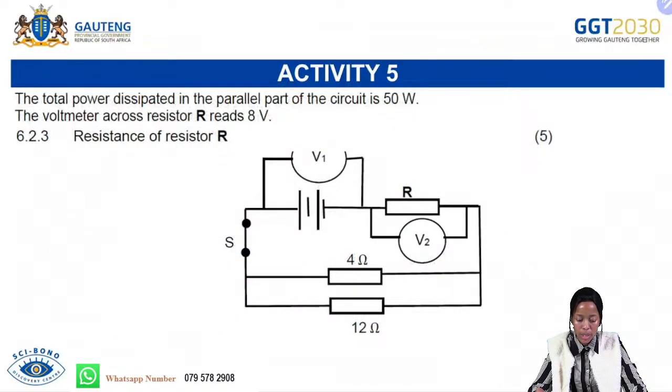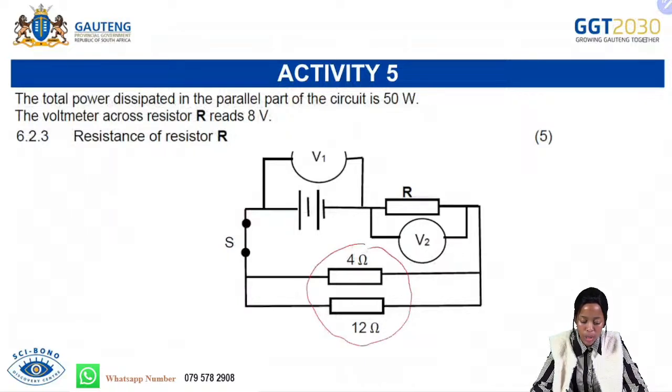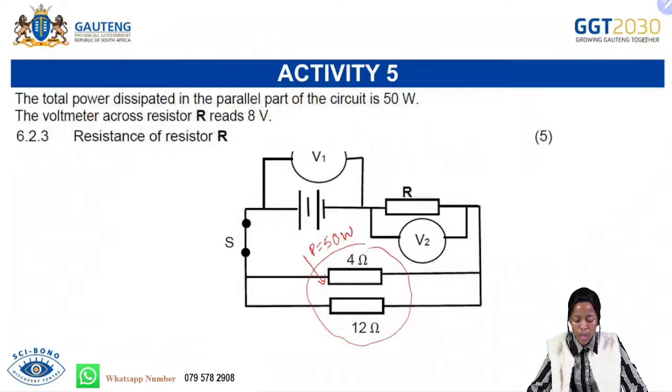Then it says the total power dissipated. So we have the total power that is dissipated where? In the parallel part of the circuit. So now we know the parallel part of the circuit is which one? Is this one there. So we know the power. Power is the letter P, and the total power is 50 watts. So now you can circle which part is the parallel combination, the 4 ohm and the 12 ohm, and that is where we have the power.